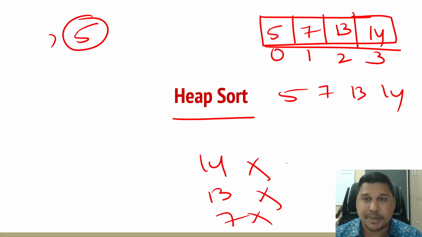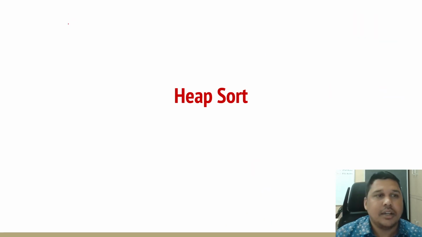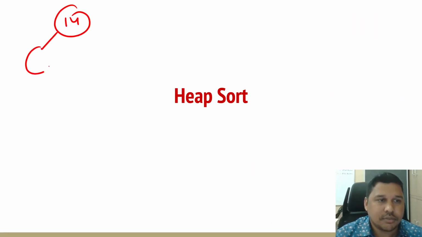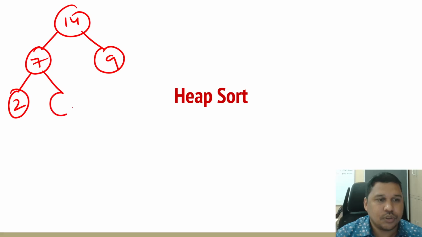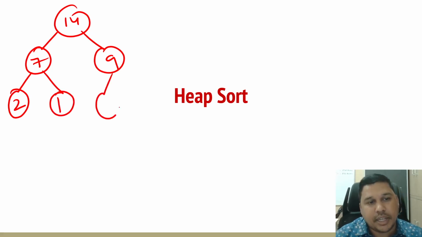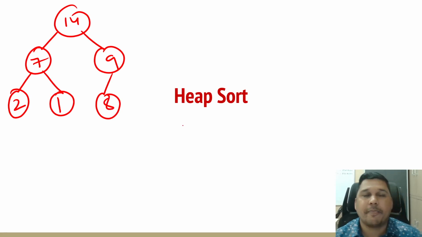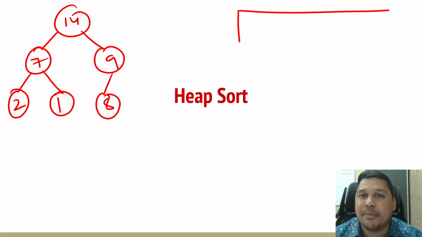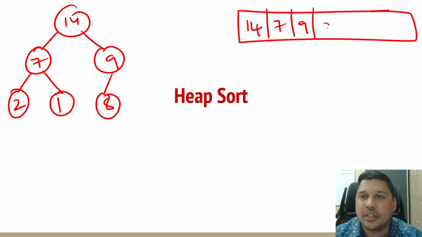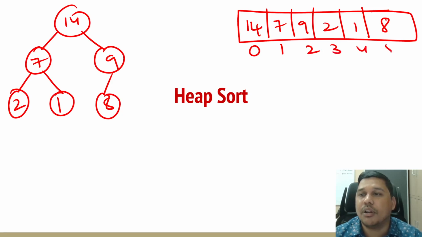Okay. Let me explain the same with a bigger example. Let us take 14, 7, 9, 2, 1, and 8. Okay. This is satisfying the max heap property. So, in my array I will have the elements 14, 7, 9, 2, 1, 8, indexing 0, 1, 2, 3, 4, 5. This is my max heap array representation.